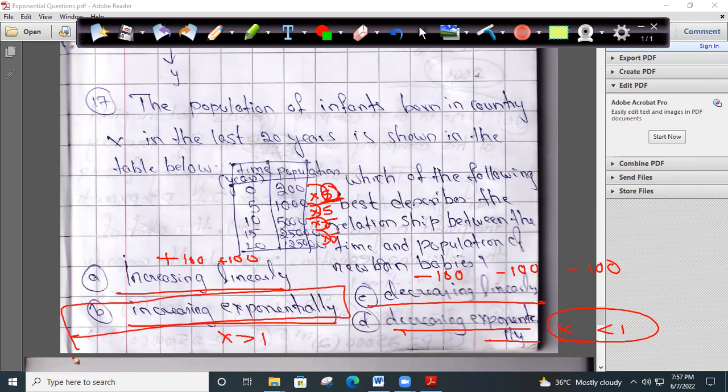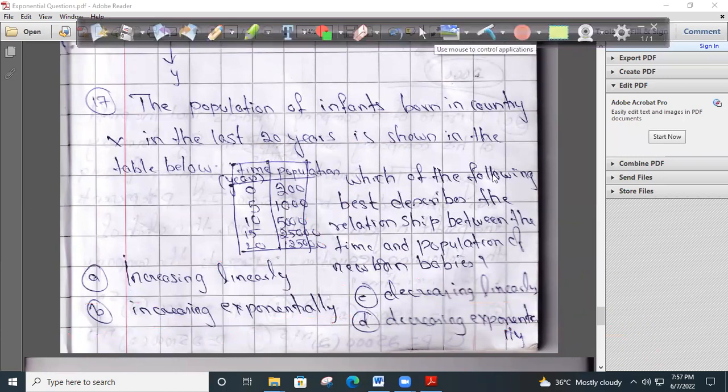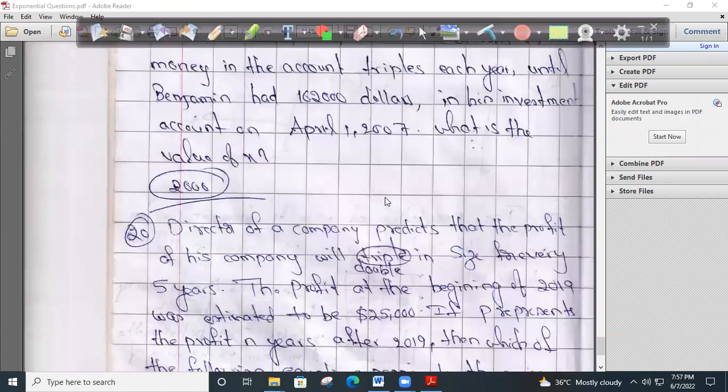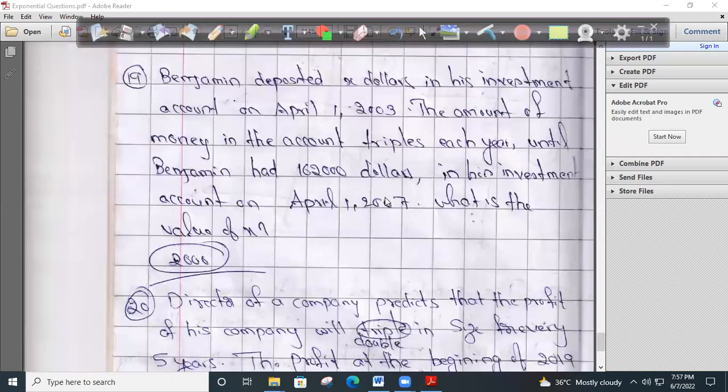Questions will be based on the basic simple concept, but if you miss that concept, it is going to hurt here. So what is the meaning of exponential function? Exponential function means multiplying with a number greater than 1.